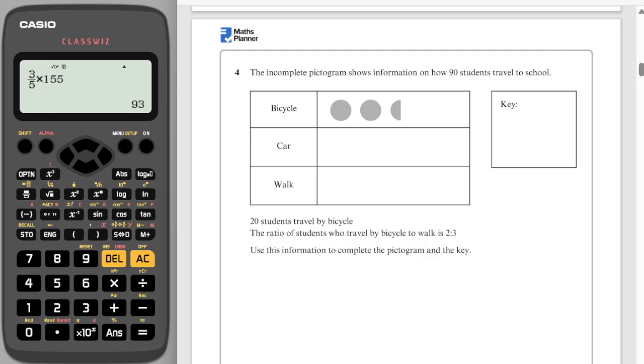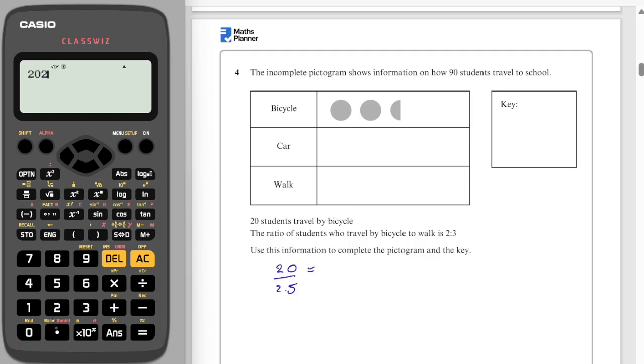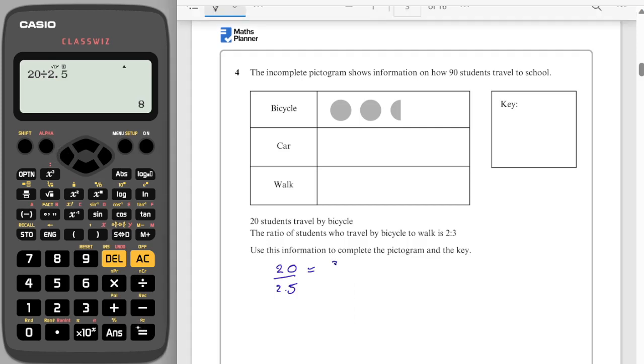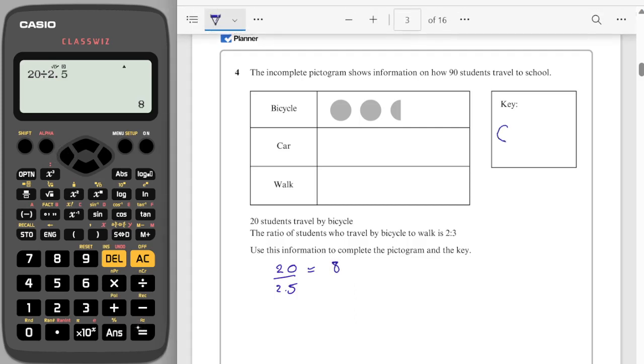The way I'm going to look at this is, I know that I've got 2.5 circles and that represents 20. So 20 divided by 2.5 is going to be 8. Let's have a look: 20 divided by 2.5, and again, I've missed off my division sign. There we go, it is 8. That tells me the key: one full circle is going to represent 8 students.